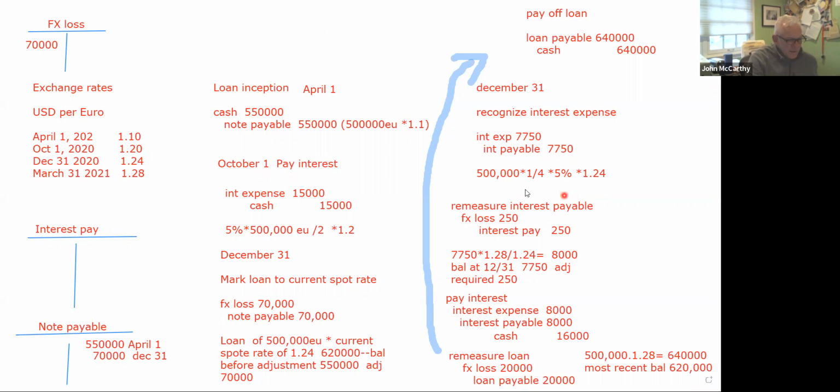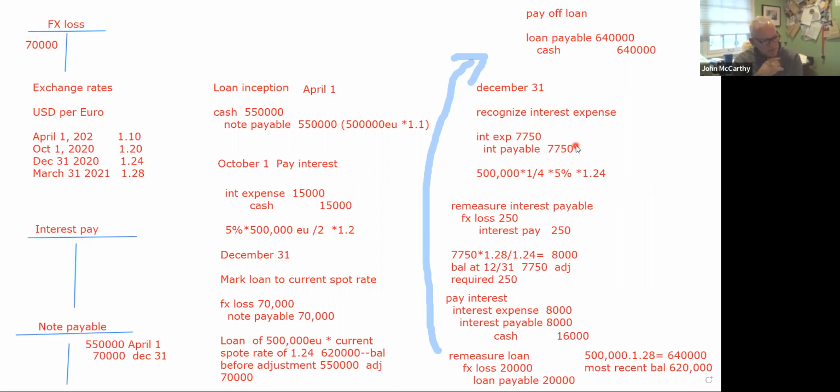All right. I'll say that again. The loan balance outstanding, which hasn't changed, is 500,000 euros, denominated in euros. We're recognizing interest for 3 months, so that's 1/4 of the year, at the 5% interest rate times the current spot rate, and that becomes the 77.50. I think we had that right at the board.